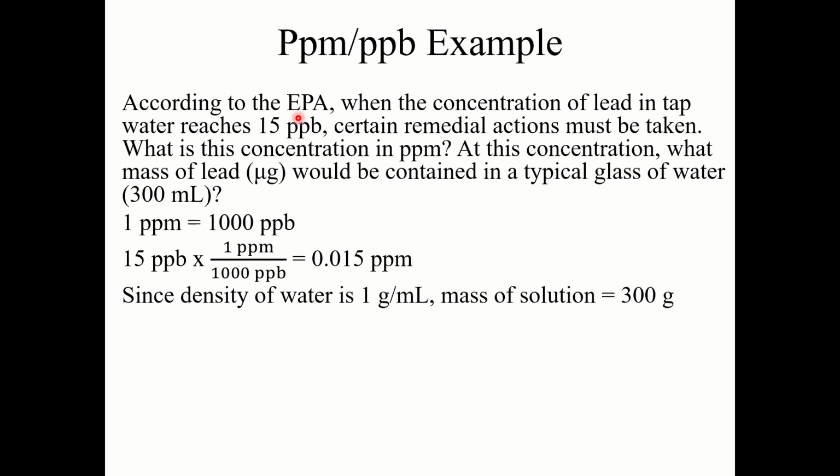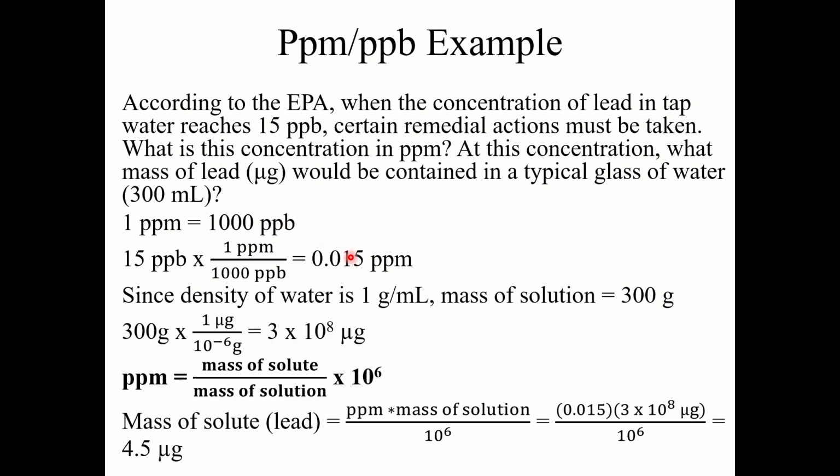So the first thing we are being asked to do is convert from parts per billion to parts per million. So 1 part per million equals 1,000 parts per billion. So 15 parts per billion is 0.015 parts per million. So that's the first step to the problem here. Second, again, we're assuming the density of water is 1 gram per milliliter, so the mass of the solution is 300 grams.